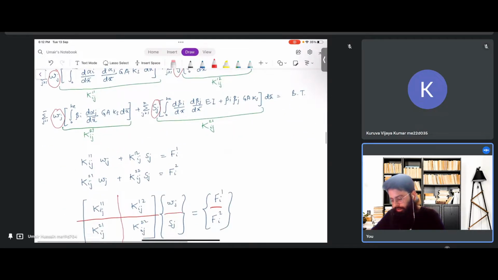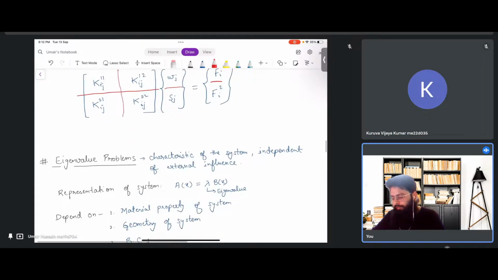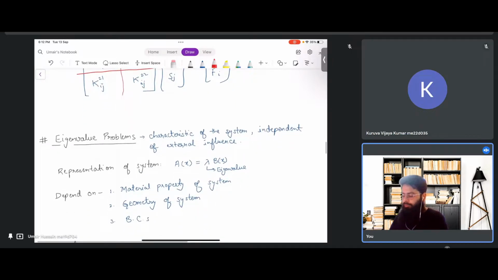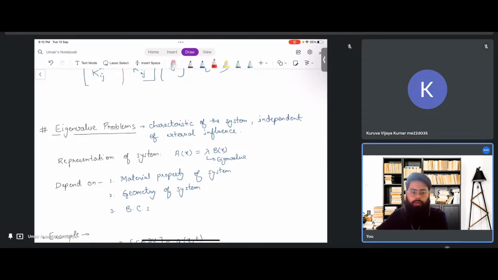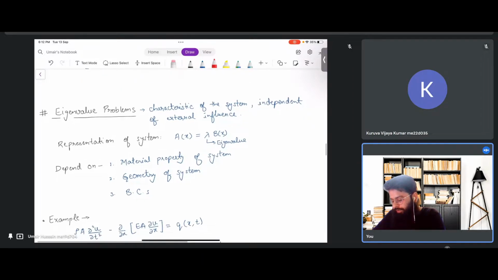So I'll just quickly move forward. The next thing we studied this week was the eigenvalue problems. The eigenvalue is the characteristic of the system which is independent of any external influence. So it would essentially depend on the material property of the system, the geometry of the system, and the boundary conditions. But any external applied force would not essentially affect this.